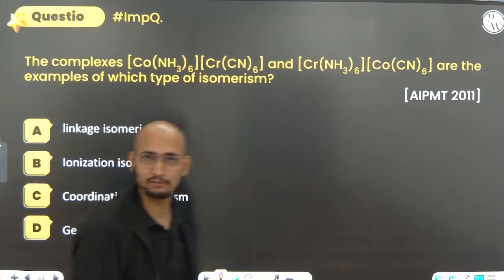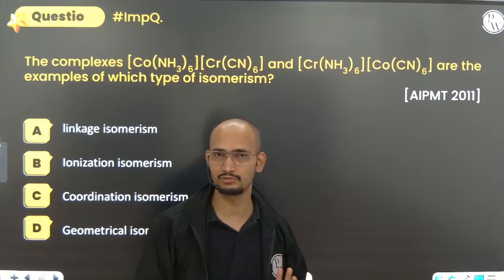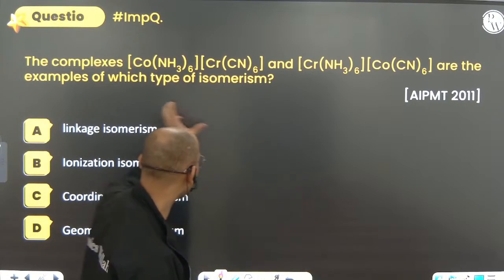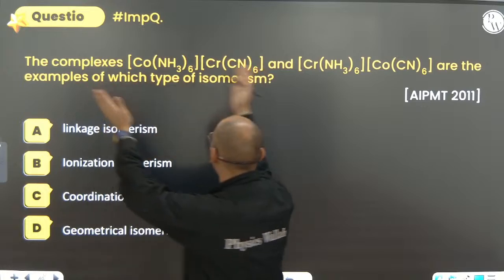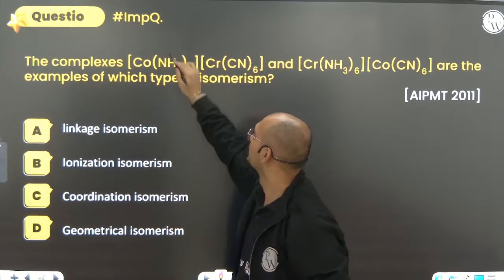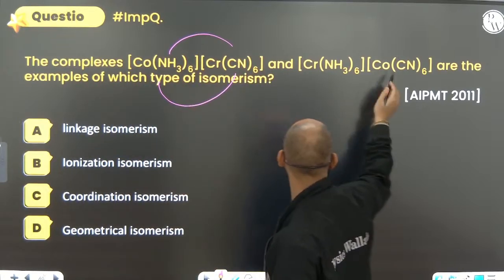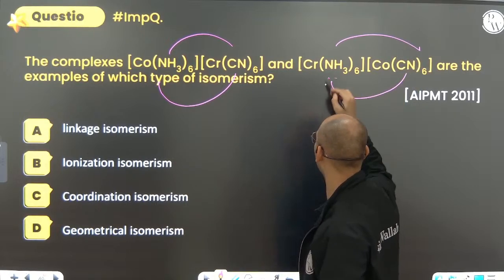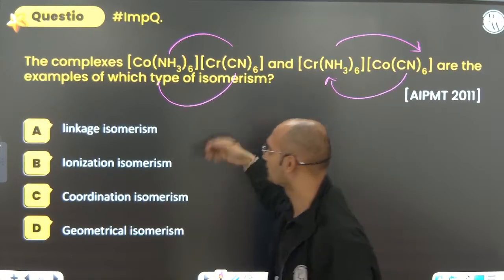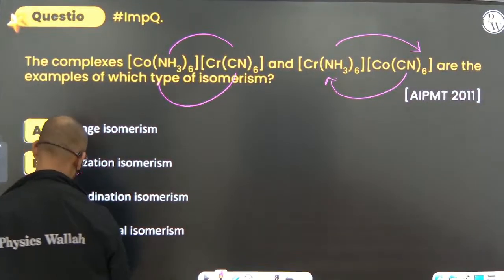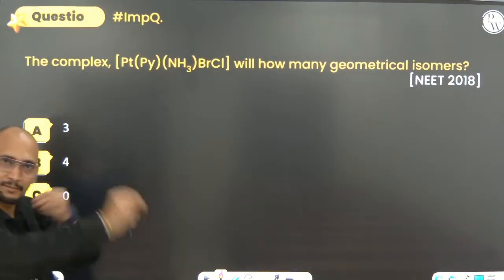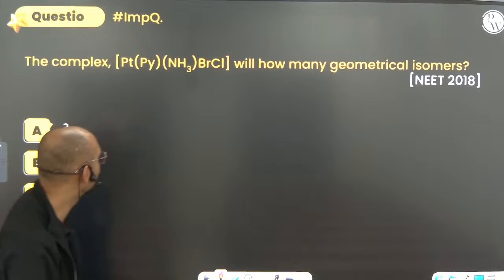Next, the complex this and this are examples of which type? देखो हमने दो तरह के isomers पढ़े थे. एक तो अपना structural था, दूसरा था stereo. In the structural isomers, can you see there are two different coordination molecules. This ammonia and CN are changing, और ये एक दूसरे के जगह change कर रहे हैं, replacing. So as they are replacing each other, this is called coordination isomers, because coordination के बीच में ligands are changing. So this is called coordination isomers.